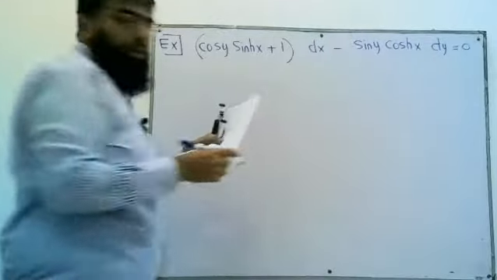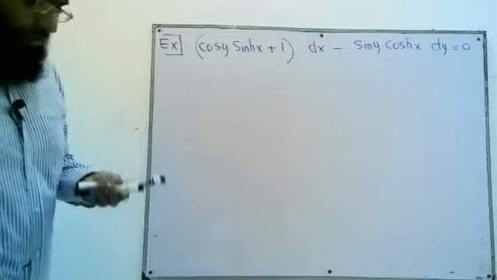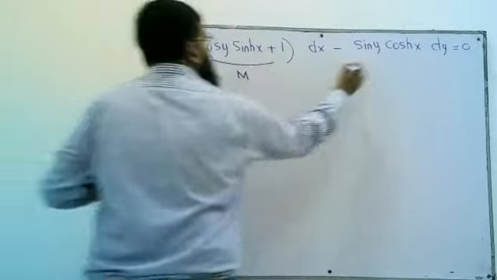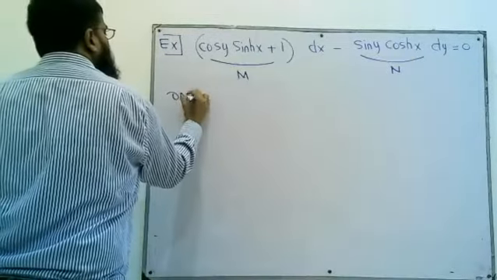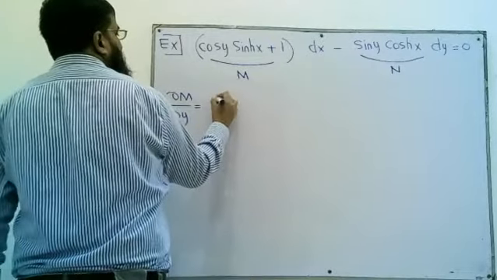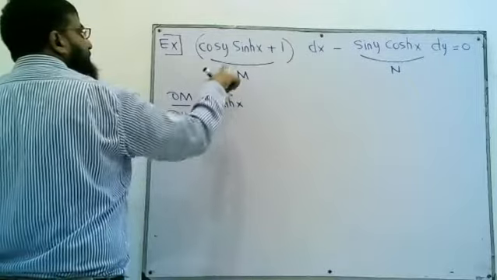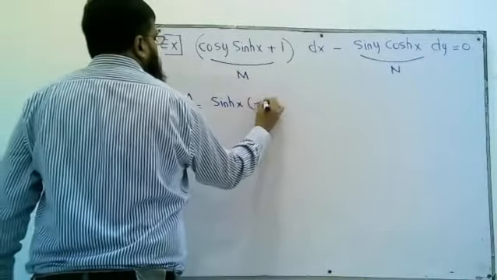So let's check whether this is an exact type of ODE or it is not. What we have to do is we'll assume this as M, we'll assume this as N. We'll differentiate partial M with respect to y. Partial M over partial y: sinh x would be a constant, and the derivative of cos y is minus sin y.